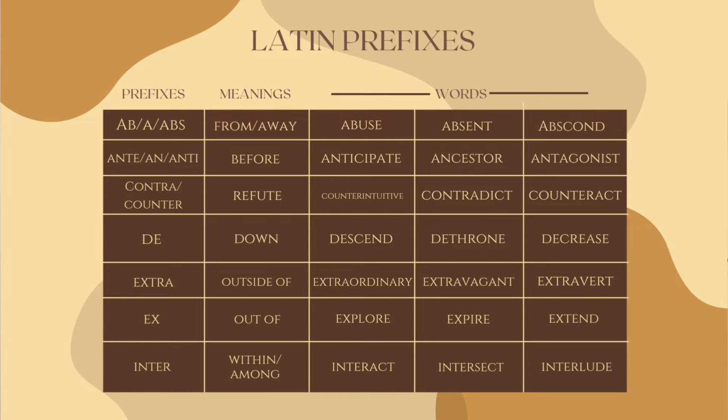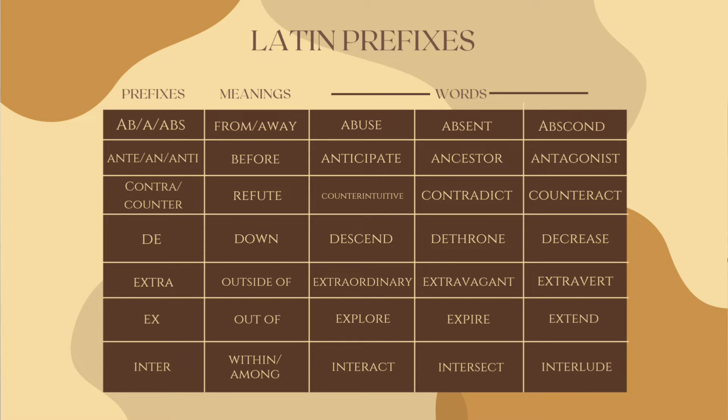For example, anticipate means to guess or predict something before an event happens. Ancestor is someone who belongs to a previous generation. Antecedent also indicates an event or also a person who comes before someone else. Now, these are examples with anti. Now, let's take a look at the next one, which is contra or counter, meaning opposite. Counterintuitive, anything that's not easily understood. Contradict means to oppose a certain thought. Counterfeit means anything that's fake, opposite of reality.